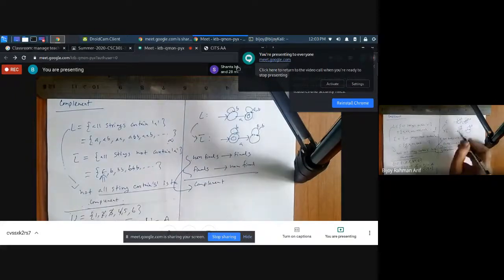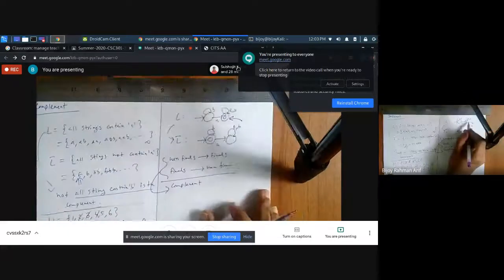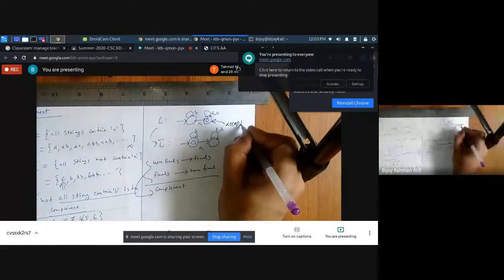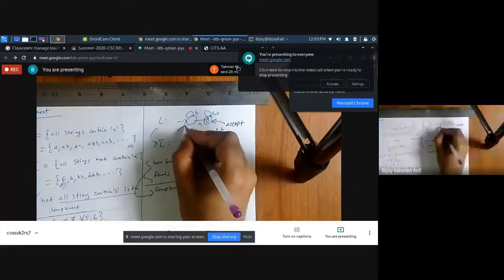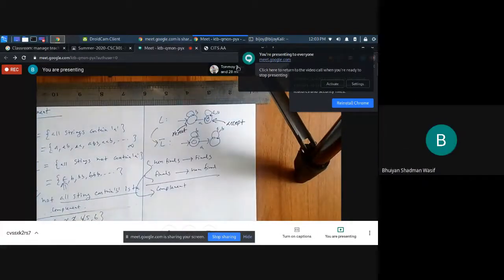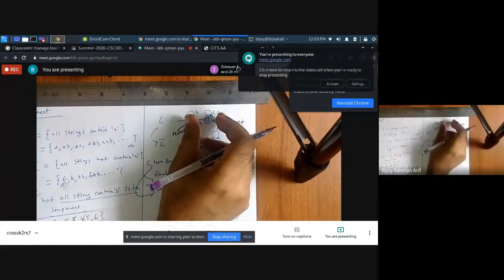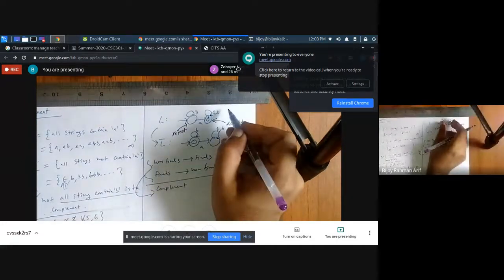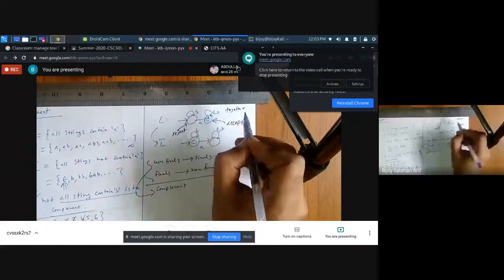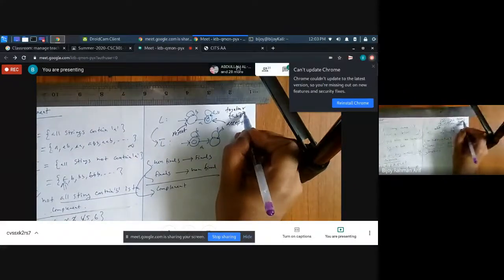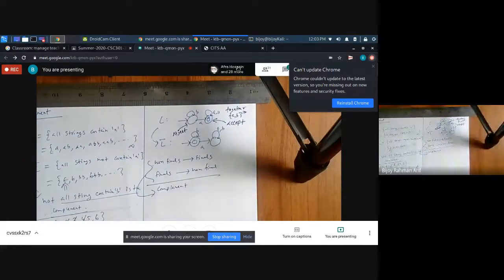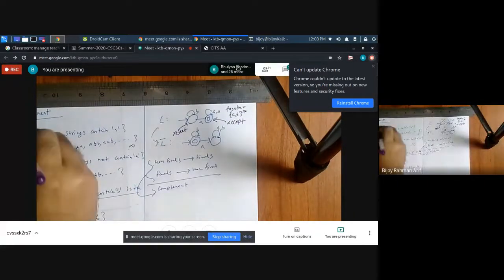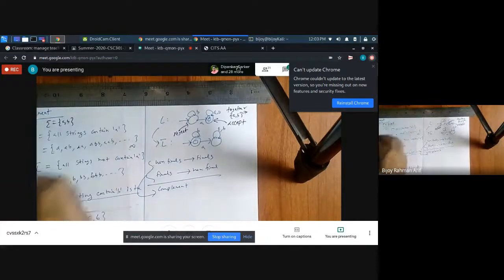So what is this state in L? Accept, right? What is this state? Reject. And together they are all the strings possible. What are they? Together they are nothing but {A, B}*. Am I right? Together they are {A, B}*, all the strings possible over A, B. Am I right or not?